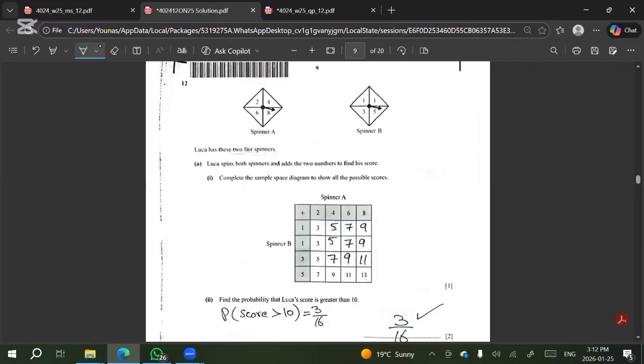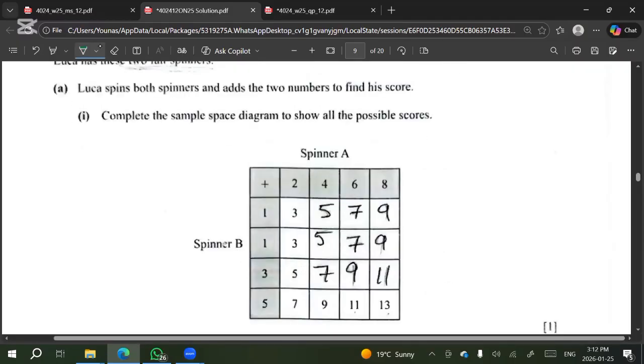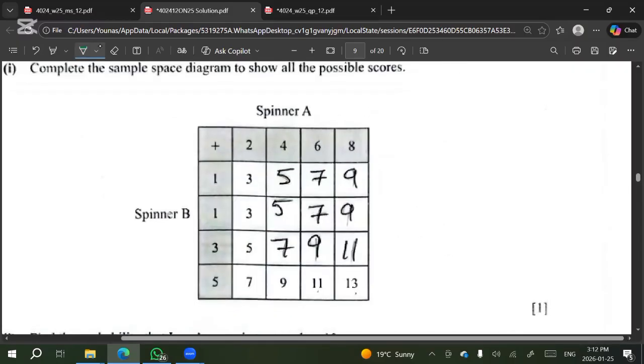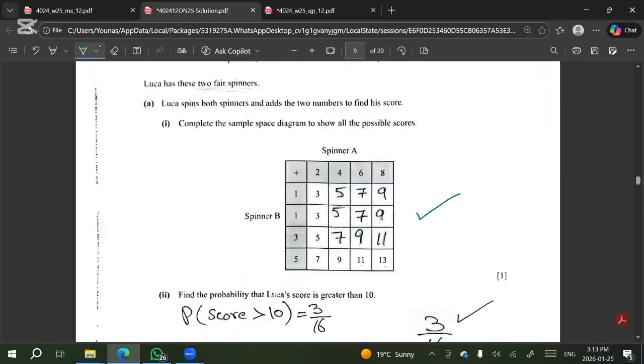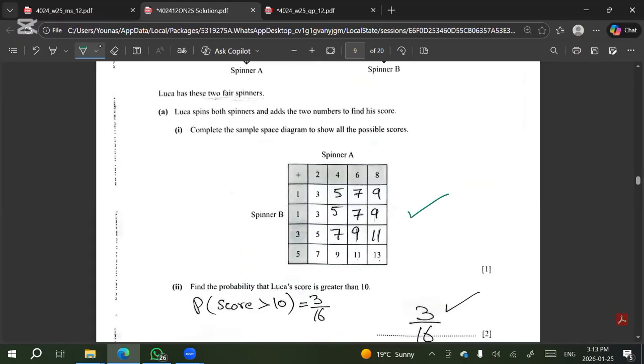So here we have that table. We have completed that table. It's a 1 mark question. So 5, 7, 9, 5, 7, 9, and then you have 7, 9, 11, and then you have 5, 7, 9, 11, 7, 9, 11, 13. So this is how you will do this. Very easy, simple possibility diagram in which you have to add up the results. The results are already written there, and you simply have to add those numbers right there.